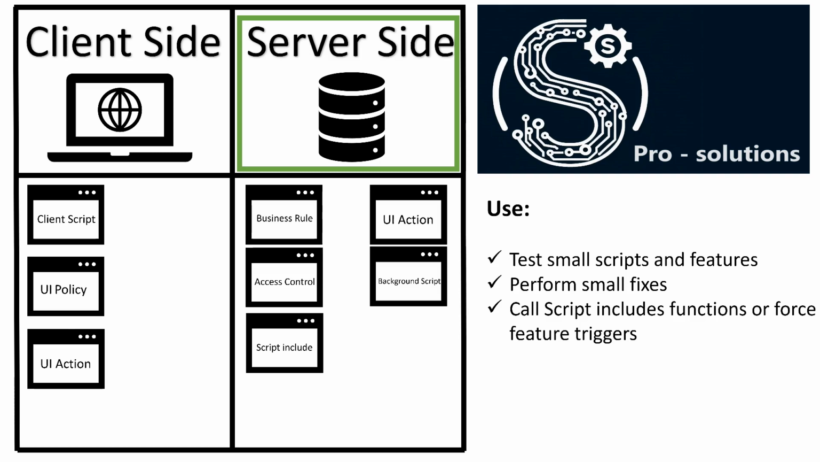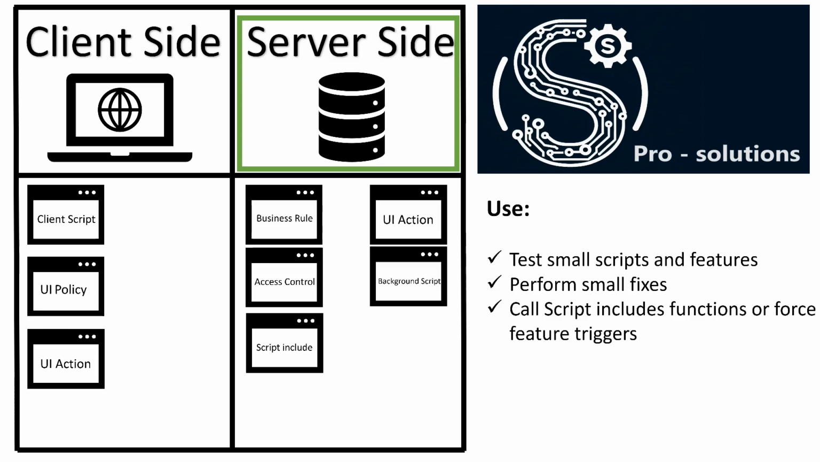Perform small fixes. We may release code to change incorrect information in certain records. Personally, I do not recommend doing it through background script since the code we are executing may be lost. So it is much more convenient to execute this type of fix with another type of script that we will see later.